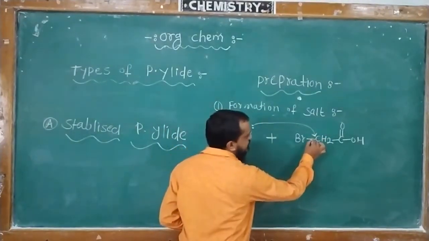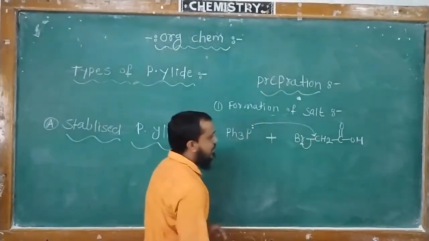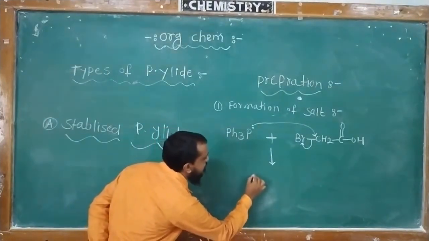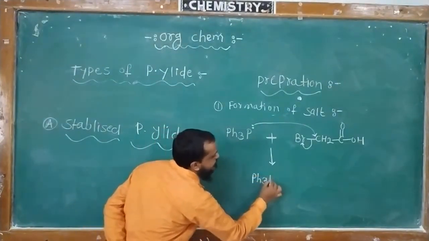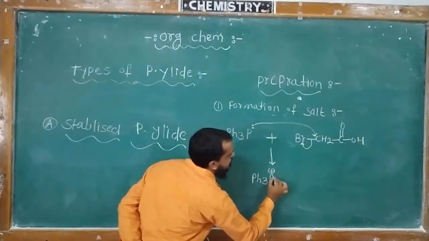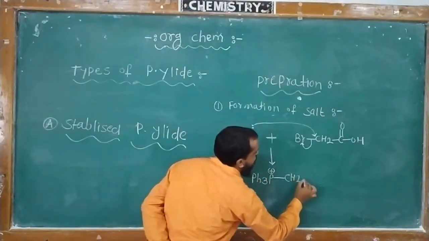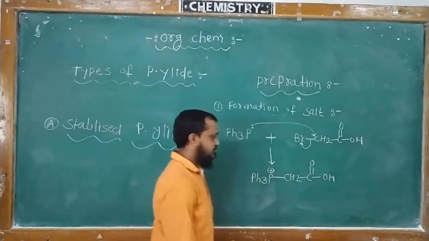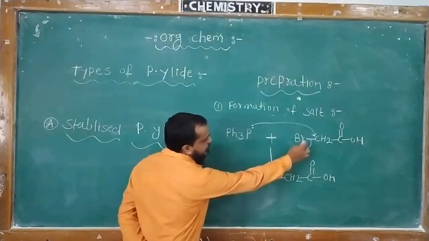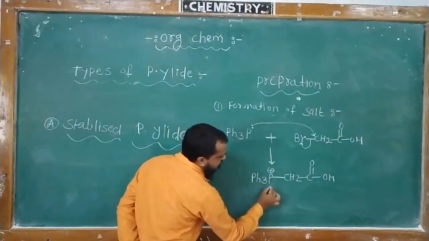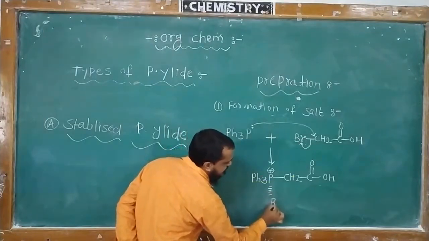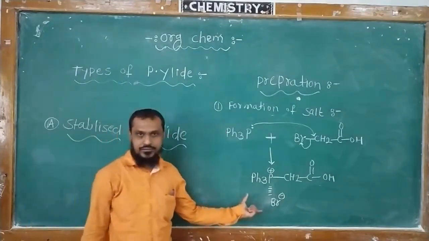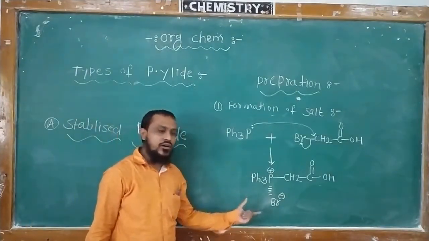Simultaneously, the bromine will be removed and we will get this type of intermediate, Ph3P positive, single bond CH2, single bond C double bond O, OH, and the leaving group is removed. So this is the first step intermediate. It is generally called a phosphonium salt.